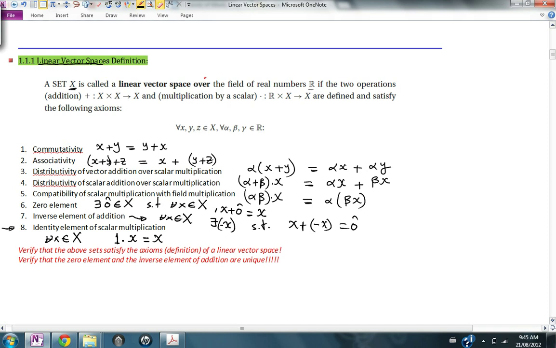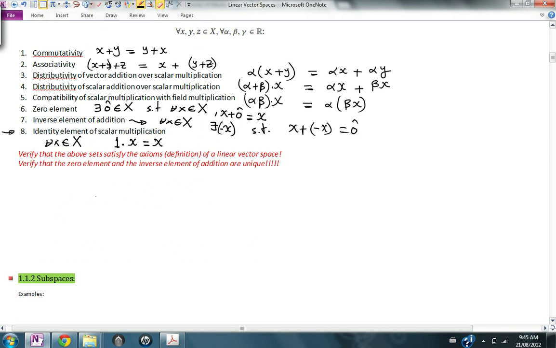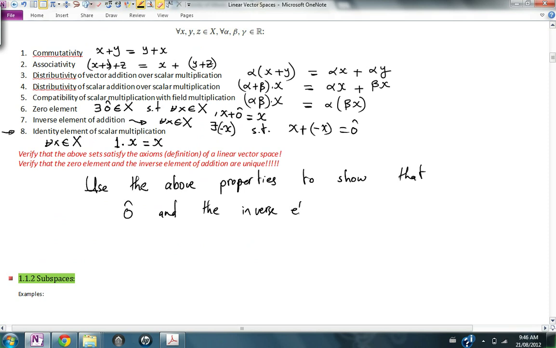Now, check your book for using these properties to prove that. So use the above properties to show that the zero vector and the inverse elements of addition are unique.